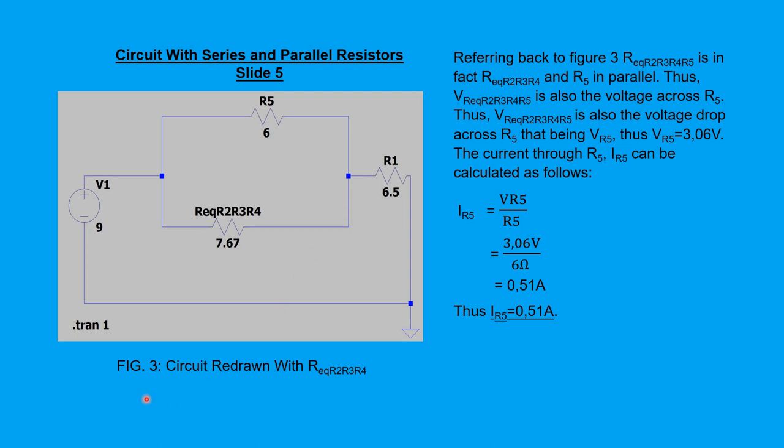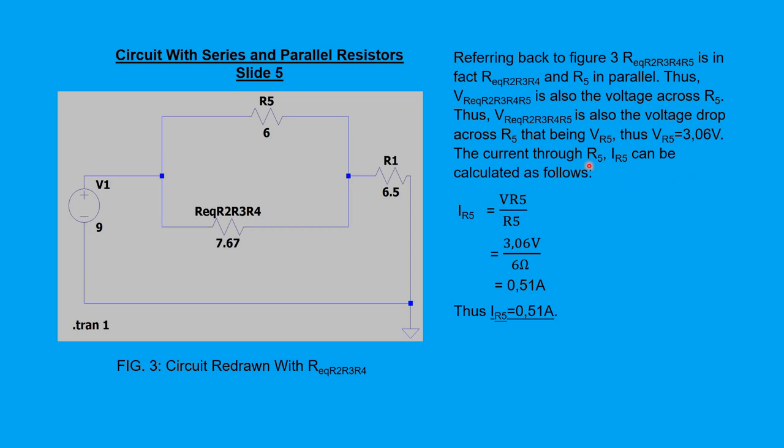Now referring back to figure 3, and I've redrawn figure 3 here. R equivalent 2, 3, 4, 5 is in fact R5 and R equivalent 2, 3, 4 in parallel. Thus, the voltage that we calculated is also the voltage across R5, which is also equal to, as we calculated, 3.06 volt.